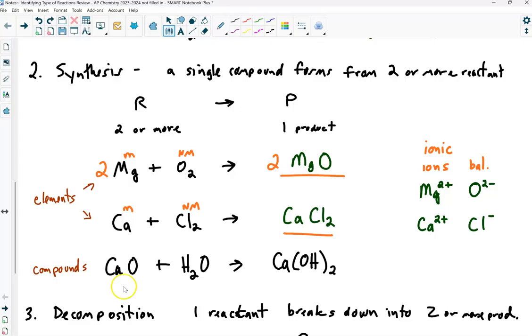Now, sometimes you have 2 compounds combining to create 1 compound. In that case, that's still a synthesis reaction, although these would be a little trickier to try to predict the products of. So in general, you're going to be asked to predict the products of a synthesis reaction when 2 elements combine, not 2 compounds.